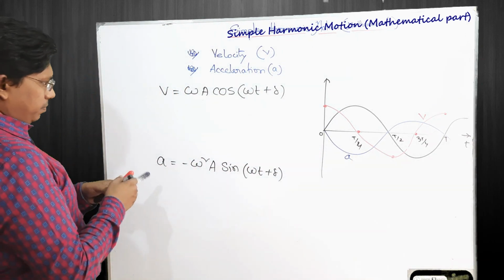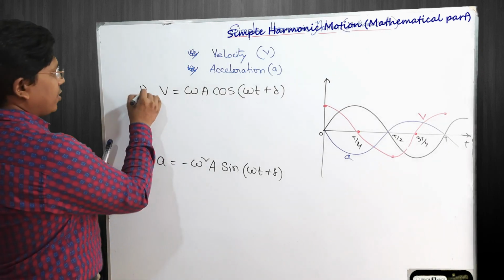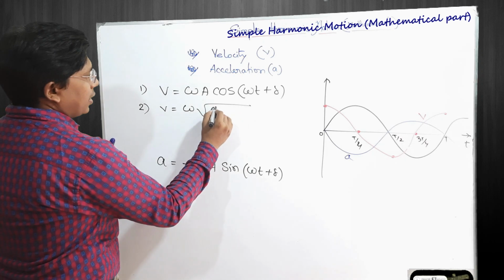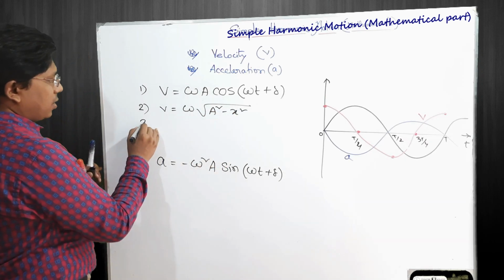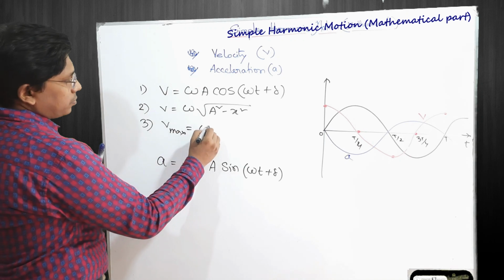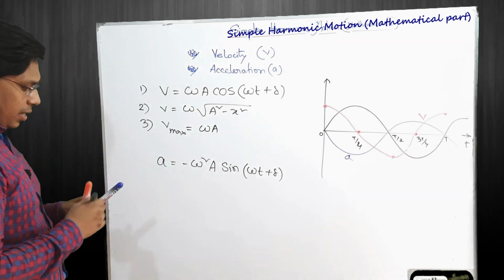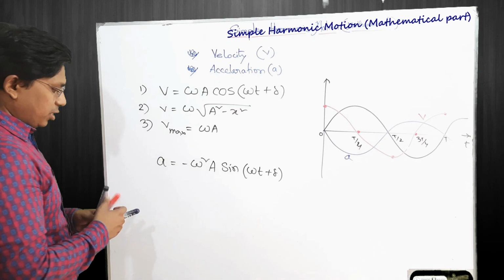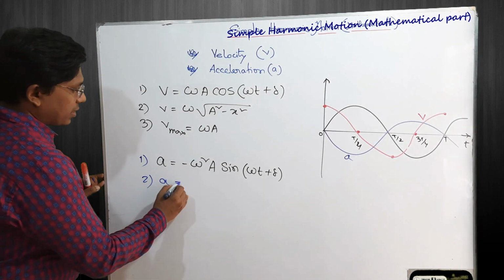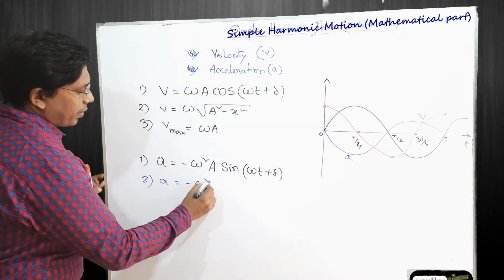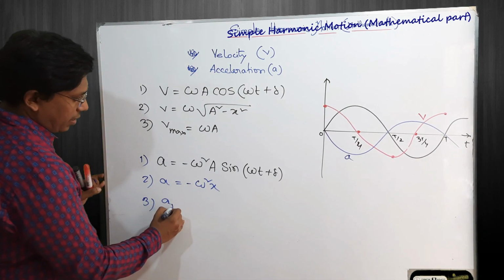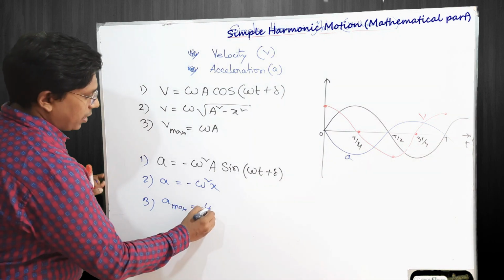Now, the first equation of the velocity is this. The second equation, v = ω√(A² − x²). And for the third, it's called the maximum velocity, ωA. And for the acceleration, the first equation is here, and the second equation of the acceleration is a = −ω²x, and another equation, a max equals −ω²A.